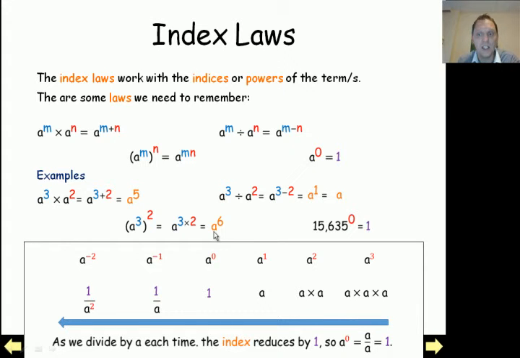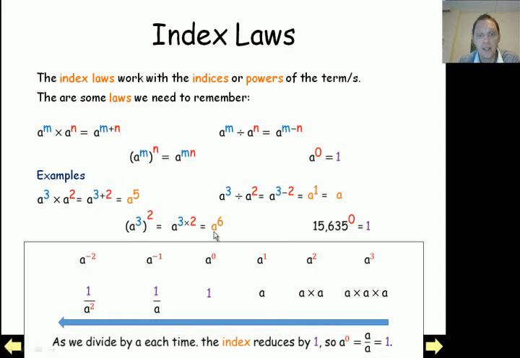So here we've got a to the power of 3, which is a times a times a. Dividing that by a gives us a times a, which is a to the power of 2. Reducing our power by 1, dividing this by a, that leaves us with just a. And for the next step, reducing our power by 1 to 0, a divided by a leaves us with just 1. Anything divided by itself is always 1.